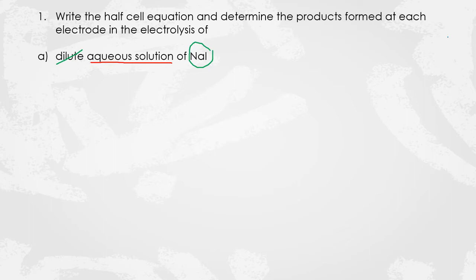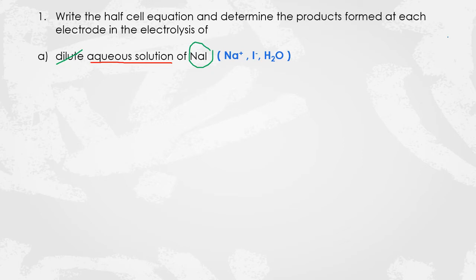To predict the products formed at each electrode, we need to first list all the possible ions present in this solution. As for sodium iodide, we're going to have Na+, I- and also H2O. For H2O, we're going to have two different values. One will release O2, another one will release H2. So we are going to see which of these two values will be attracted to anode or cathode.